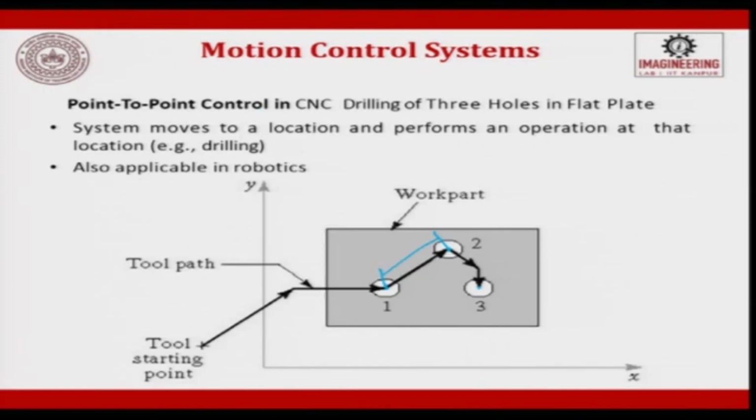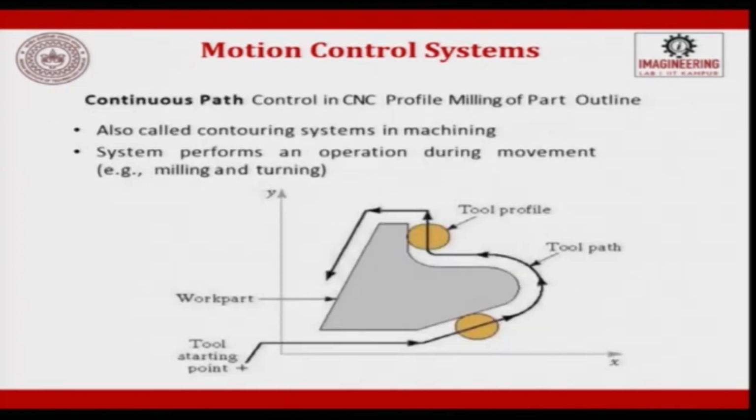The system moves to the location and performs an operation at that location. It does not bother about the path. So, when we are talking about robo welding, it needs point to point. When it is punching, point to point. When it is spot welding, point to point. Drilling, point to point. So, here this is the starting point, it goes along this and then does this machining. So, this is the point to point control motion system.